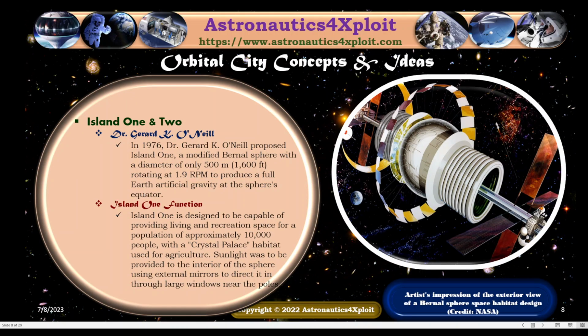In 1976, Dr. Gerard K. O'Neill proposed Island 1, a modified Bernal sphere with a diameter of only 500 meters, rotating at about 1.9 revolutions per minute to produce full Earth artificial gravity at the sphere's equator. Island 1 is designed to be capable of providing living and recreation space for a population of approximately 10,000 people, with a crystal palace habitat used for agriculture. Sunlight was to be provided to the interior of the sphere using external mirrors to direct it in through large windows near the poles. An artist's impression of the exterior of a Bernal sphere space habitat is shown in this picture.